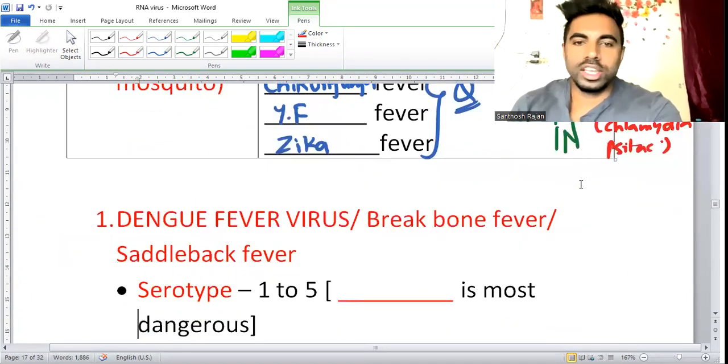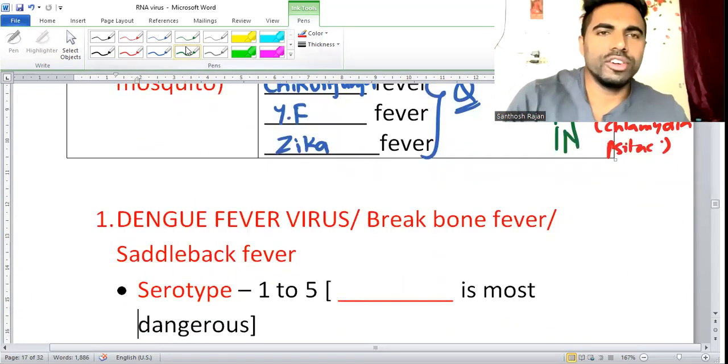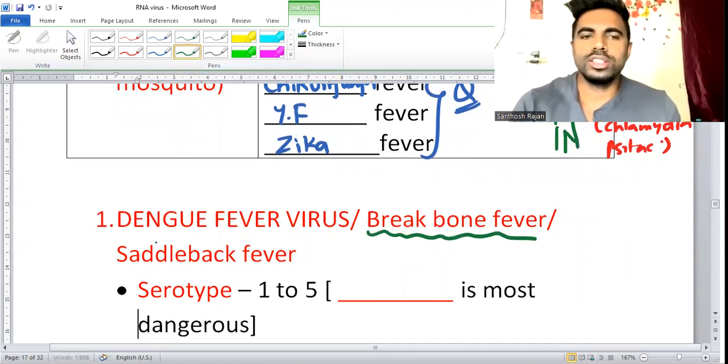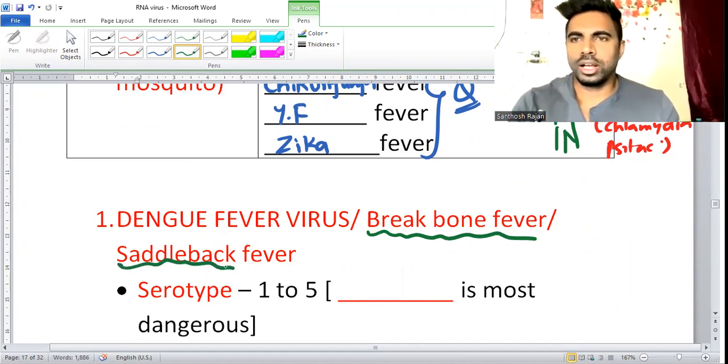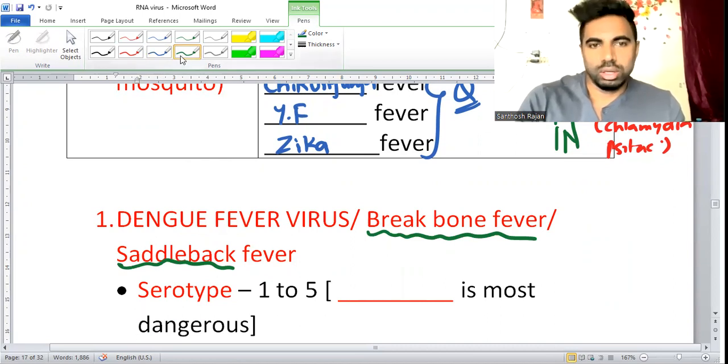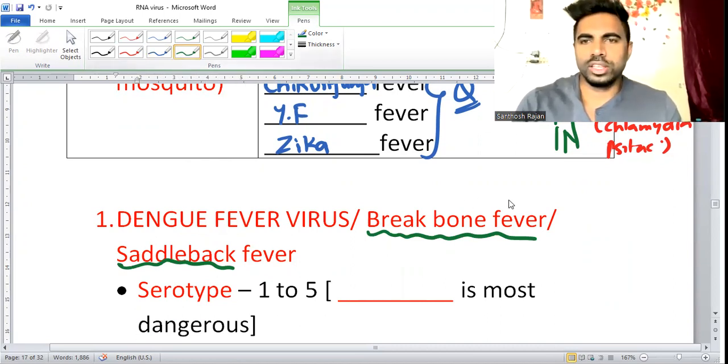Now we'll talk about dengue fever first. The other name for dengue fever is breakbone fever, or saddleback fever. Both are important. There's a fever, then a break, and then the next episode of fever is very high. Then a break, and again the fever is very high. So it's breakbone fever or saddleback fever. Before that, the fevers are very important.